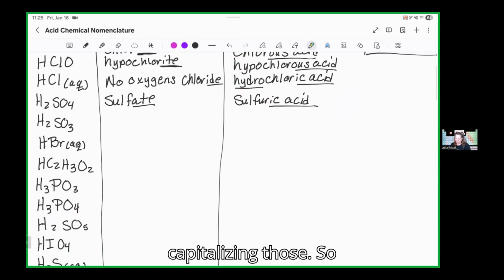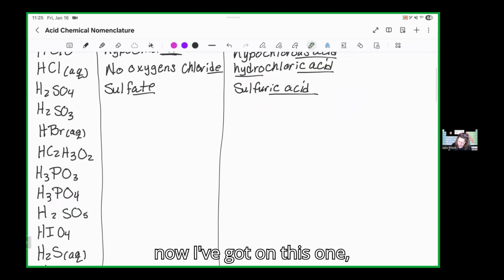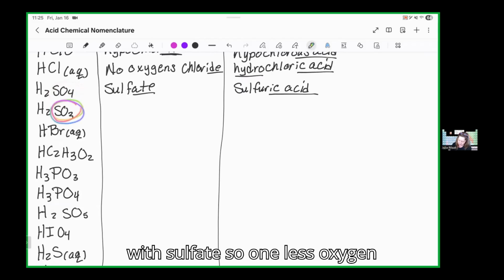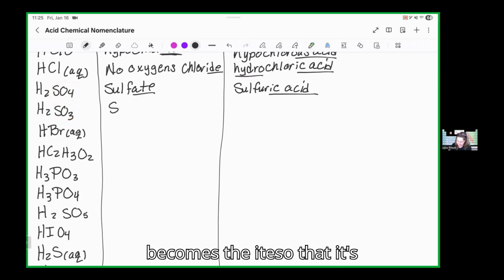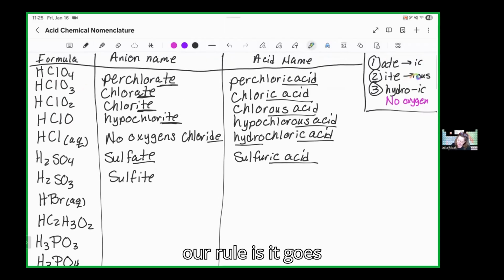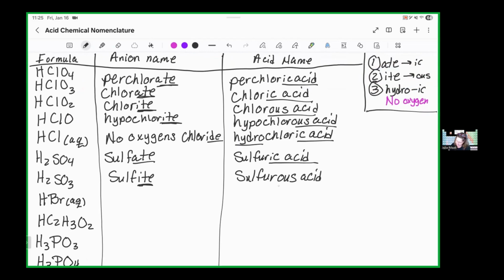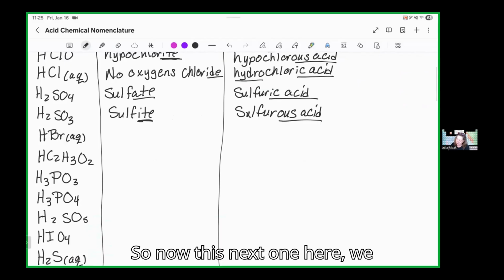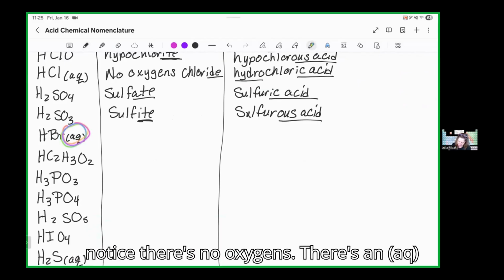Okay. So now I've got on this one, we knew 4 oxygens with sulfate. So 1 less oxygen becomes the ite. So that is sulfite. Okay. And our rule is ite goes to ous acid. So my sulfite goes to sulf. We put the ur back in there. Ous acid, sulfurous acid.